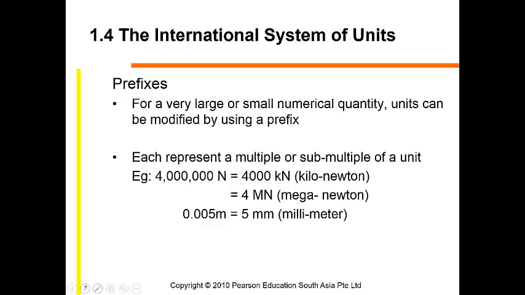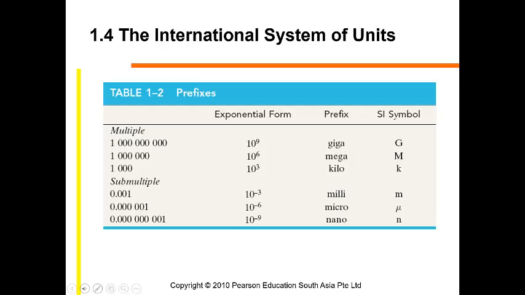For a very large or small number, we can express it using a prefix. For example, 4 million newtons we would express as 4,000 kilonewtons, or 4 meganewtons. Table 1-2 in your text summarizes the exponential form, the prefix, and the SI symbol. It's important to express your answers in this exponential form and to remember all of the standard prefixes.